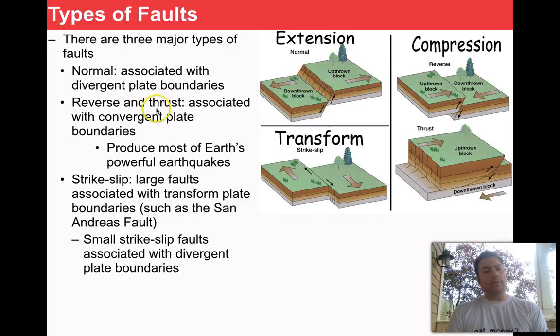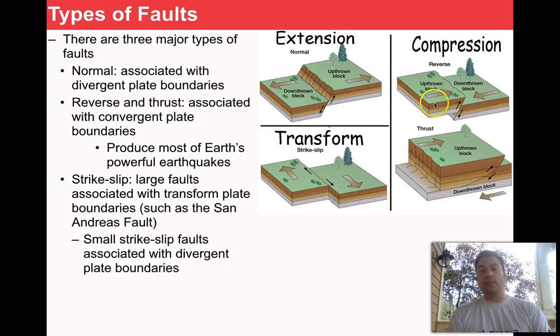All right. In contrast, we get a reverse or a thrust fault. A thrust fault is one that is at a lower angle, so we'll show this here in a minute. But here's a reverse fault. In this case, they're being pushed together, and as a consequence, one side is moving up over the other side.